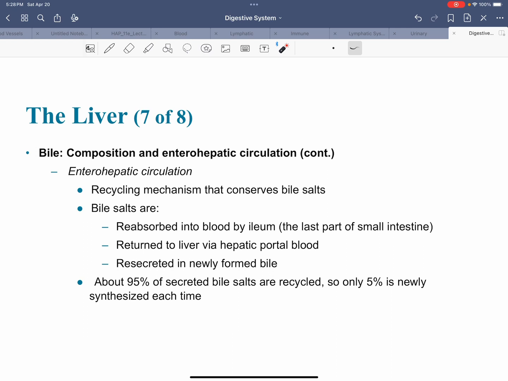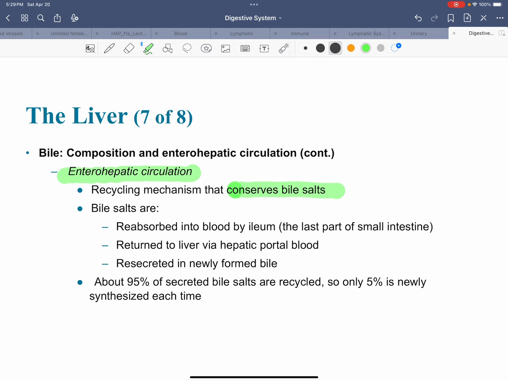Now, let's just talk a bit about the recycling. It's stored in the gallbladder and released into the small intestine. Now, much of this is recycled. So we have this thing called the enterohepatic circulation. And this is a recycling loop that helps to conserve the bile salts. We do a really good job of using the bile salts in the intestine and recovering almost all of it. So we don't have to always make new bile salts.